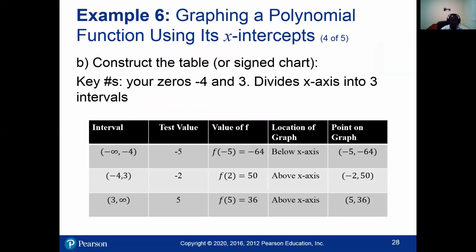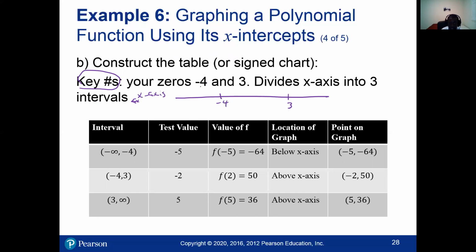It says to construct a table because we want to find where it is above. Like I described, this is your x-axis, and you have minus 4 here. These are the intercepts, and 3. Now I call these key numbers, my own terminology from other textbooks, that's what they call it.